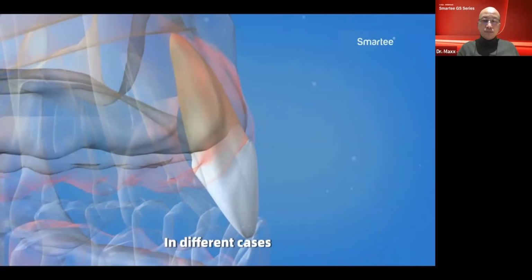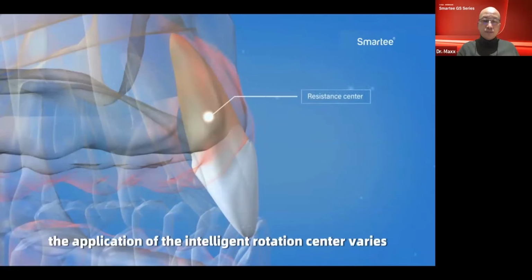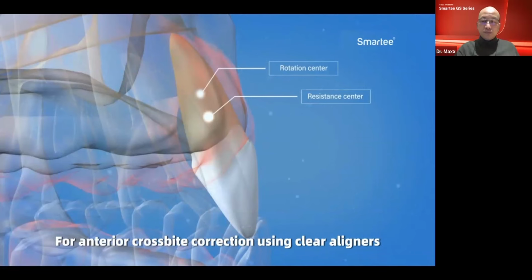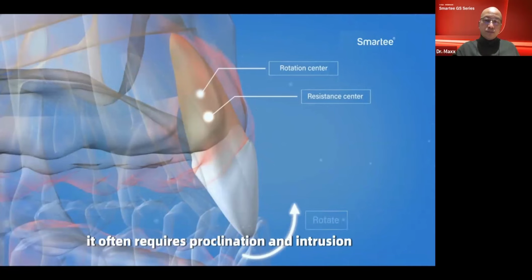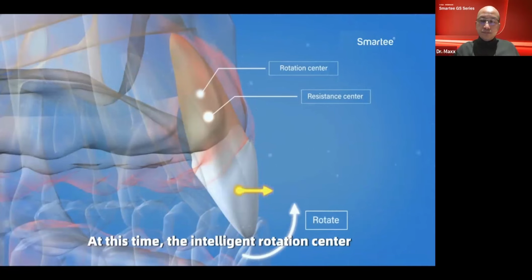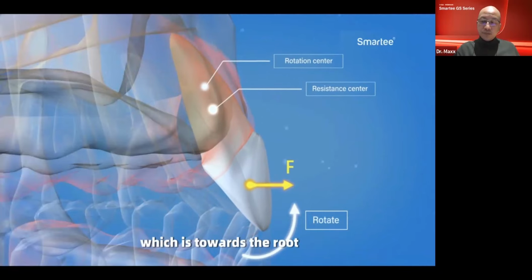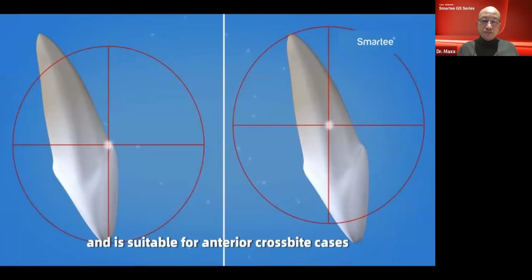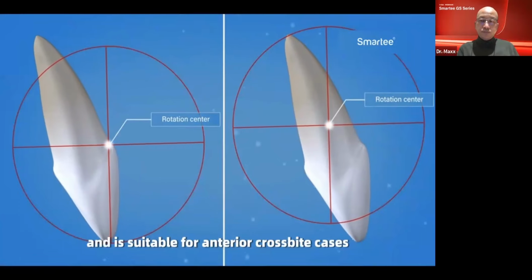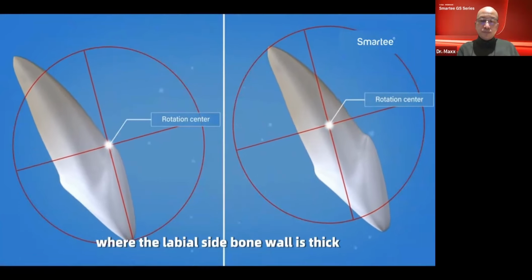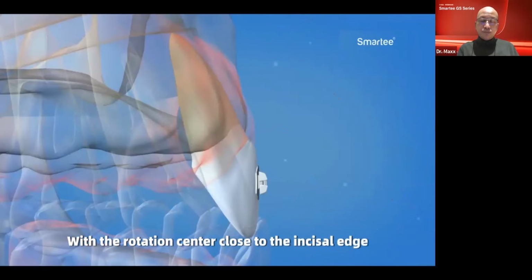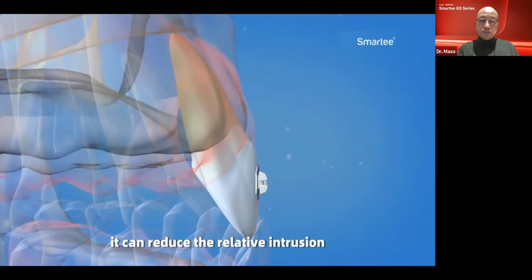In different cases, the application of the intelligent rotation center varies. For anterior crossbite correction using clear aligners, it often requires proclination and intrusion. At this time, the intelligent rotation center can be placed in the resistance center, which is towards the root, and is suitable for anterior crossbite cases where the labial side bone wall is thick. With the rotation center close to the incisal edge, it can reduce the relative intrusion, and vice versa.